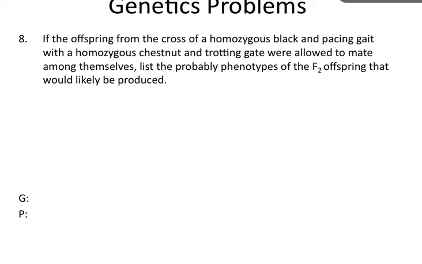Black is dominant to chestnut and pacing gait is recessive to trotting gait. So if we have a homozygous black and pacing gait, that's going to give us big B, little t, little t. We cross that with homozygous chestnut and trotting, that will be little b, little b, big T, big T. Now remember, this is the parental generation.